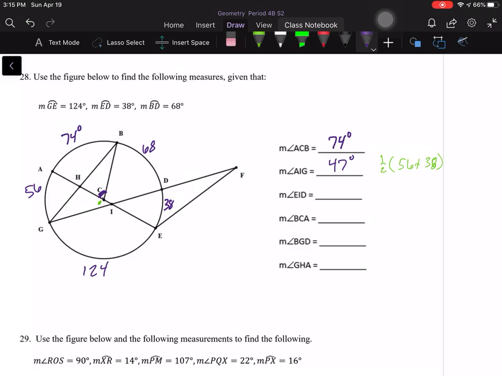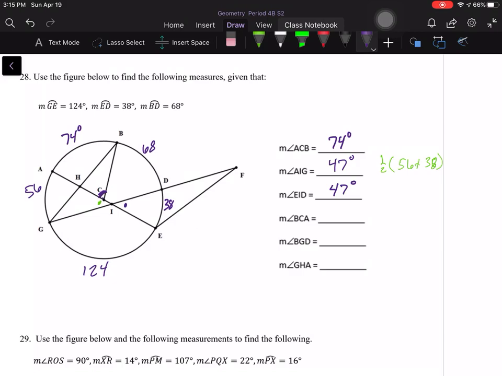The next one, EID. Well, conveniently, the problem that we just did, AIG, those are vertical angles, so I know that that's going to give me the same thing. That's going to be 47 degrees again.